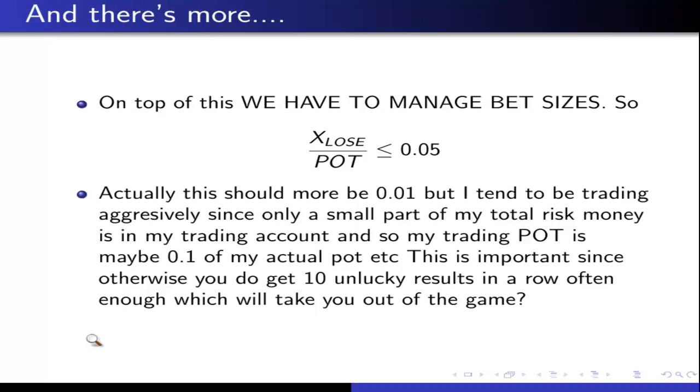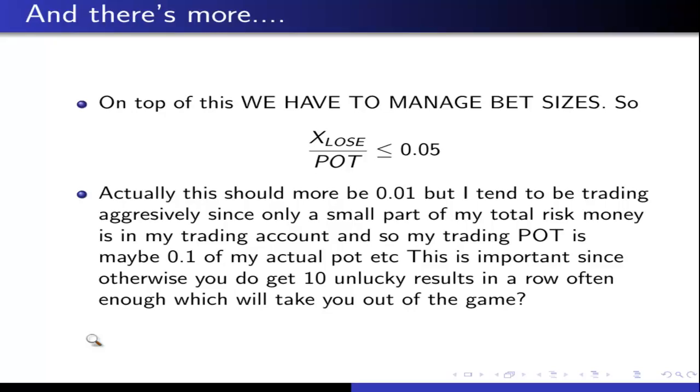Actually, this should more be 0.01, but I tend to be trading aggressively, since only a small part of my total risk money is in my trading account. So my trading pot is maybe 0.1 of my actual pot. So there's actually more money sitting behind to support my trading money.